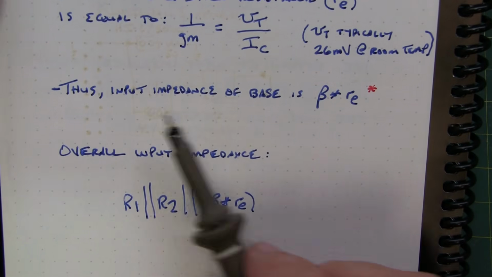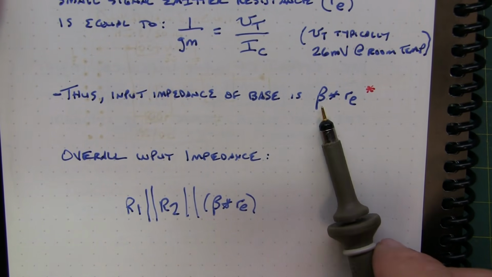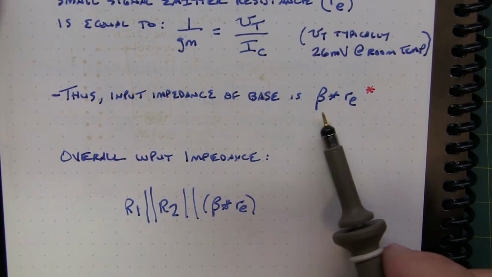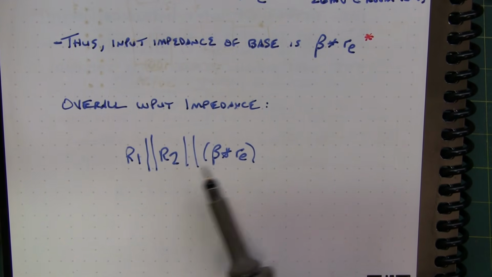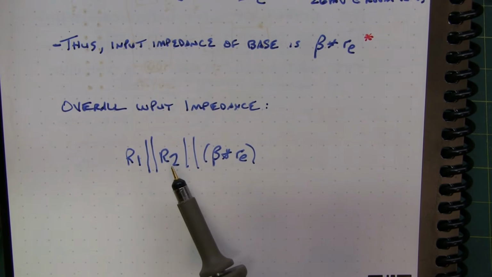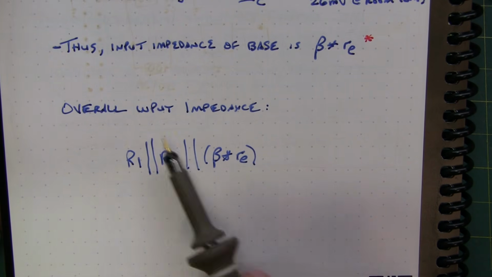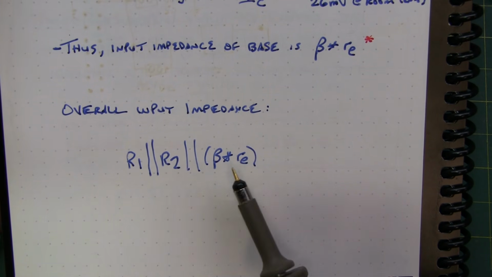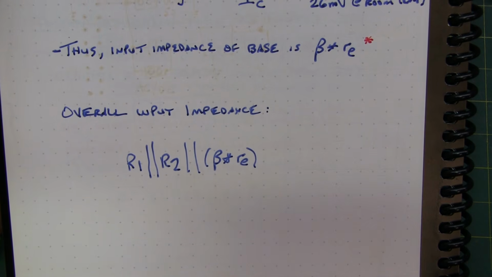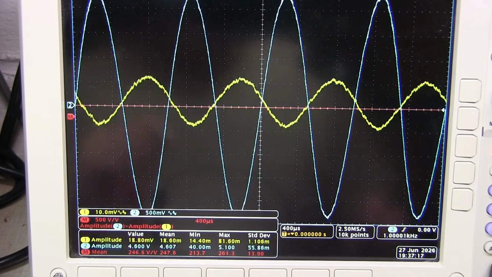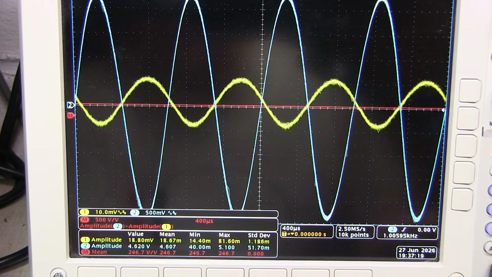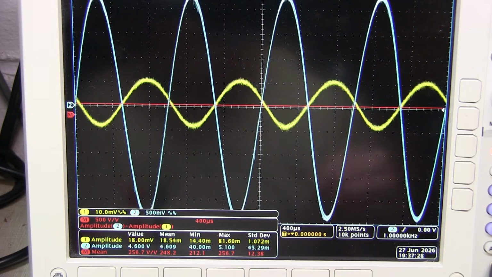Now, of course, the input impedance of the base is just beta times re, or really, beta plus 1 times re. So the overall impedance is R1 in parallel with R2 for the bias stage, all of that in parallel with beta times re. Now given that the emitter resistor is now effectively this 26 ohm incremental resistance, that means that the gain is now 6.8K divided by 26 ohms, which is about 260 if you run the calculation.